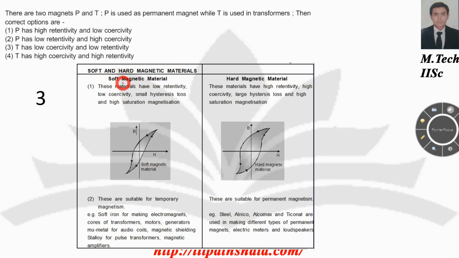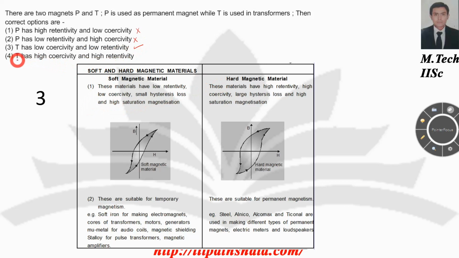Soft magnetic materials have low retentivity and low coercivity, whereas hard magnetic materials have high retentivity and high coercivity. The first option says it has high retentivity and low coercivity, which is incorrect. The second option says P has low retentivity and high coercivity, which is also incorrect. T, which is used in the transformer and is a soft magnetic material, has low coercivity and low retentivity, so this is the correct option.